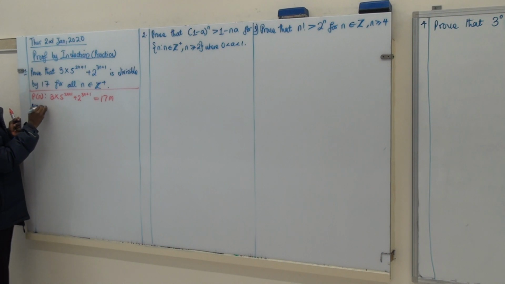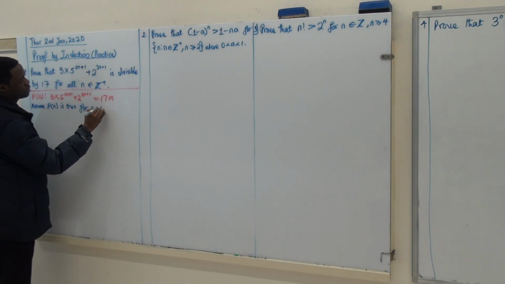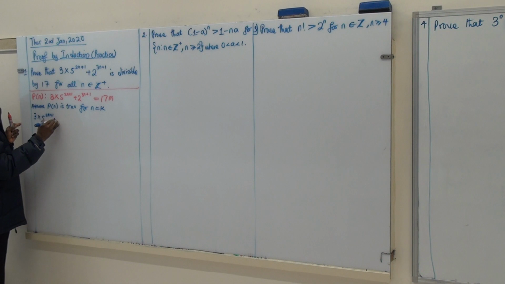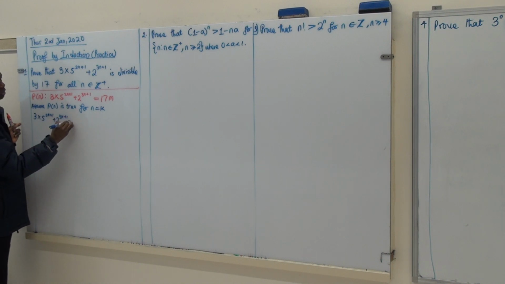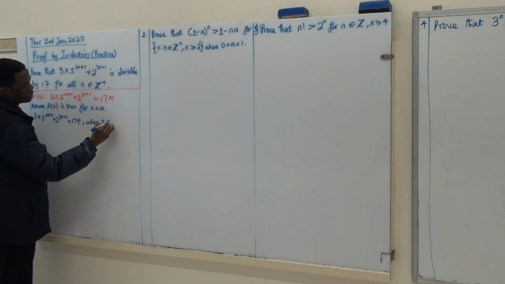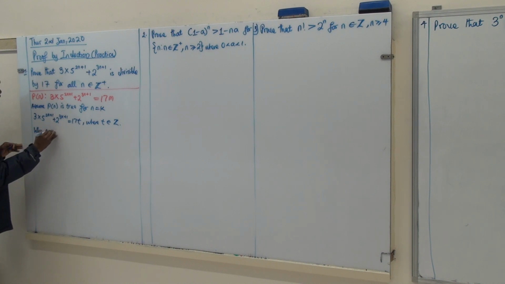Assume P(n) is true for n equals k, right? That's an inductive hypothesis, which means 3 times 5^(2k+1) plus 2^(3k+1) is 17t, where t is some integer, right? That's an inductive hypothesis. So we don't know how this will be. We don't know if it is going to be useful. Well, we expect it to be useful.